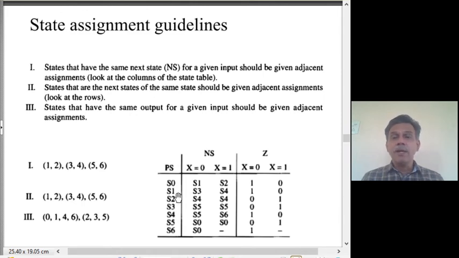So the straight binary assignment may not lead to such a design. Therefore we look for good state assignment policies or guidelines. These are the guidelines which will reduce the complexity of the circuit.